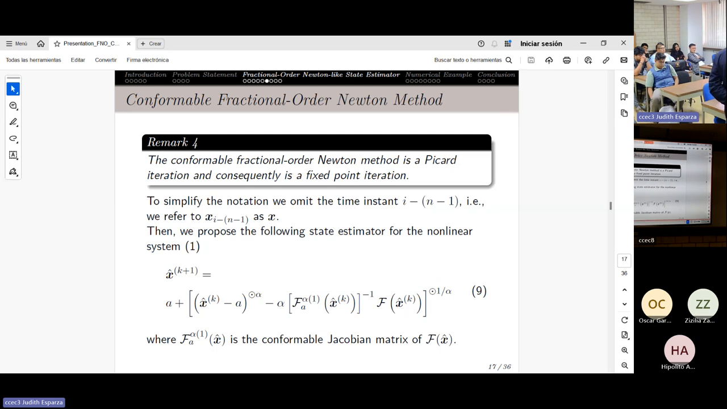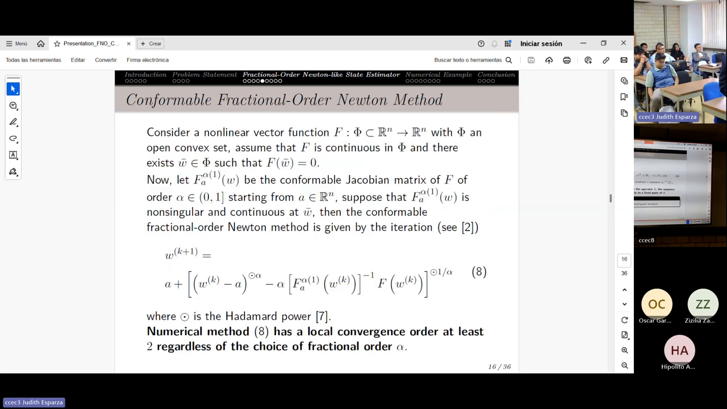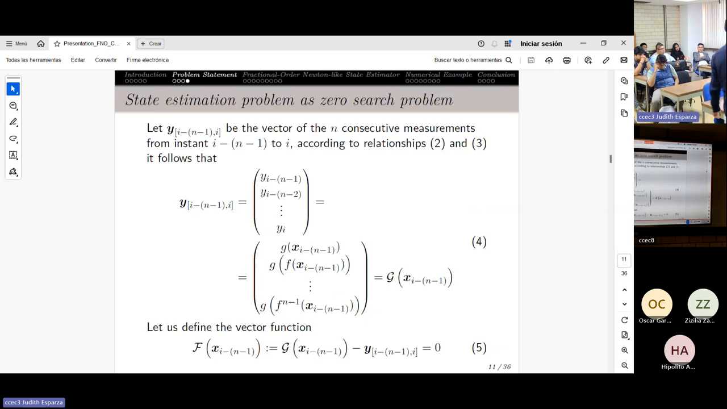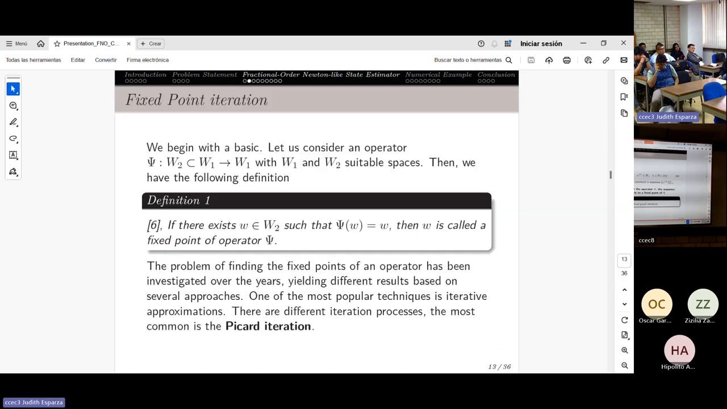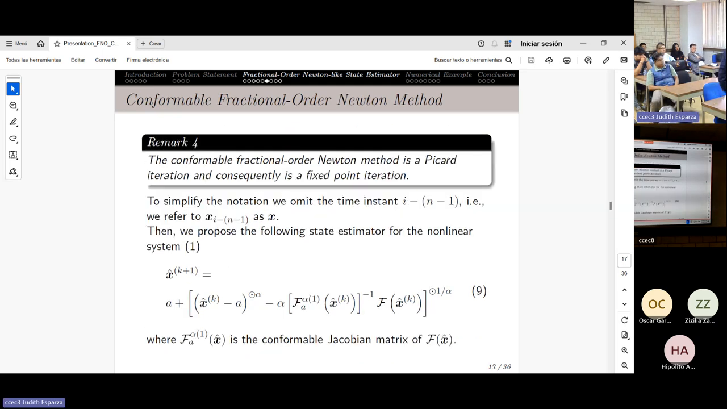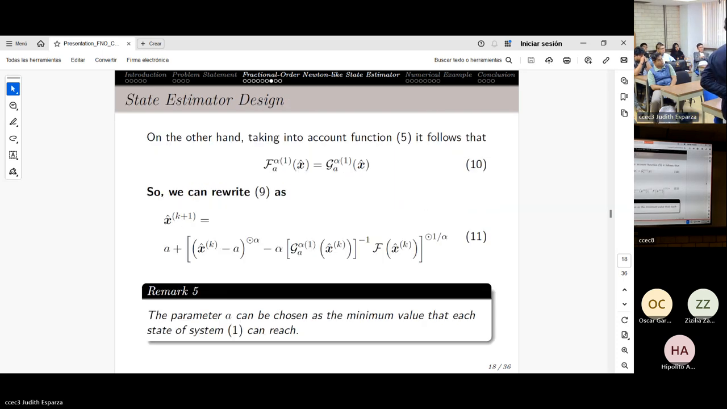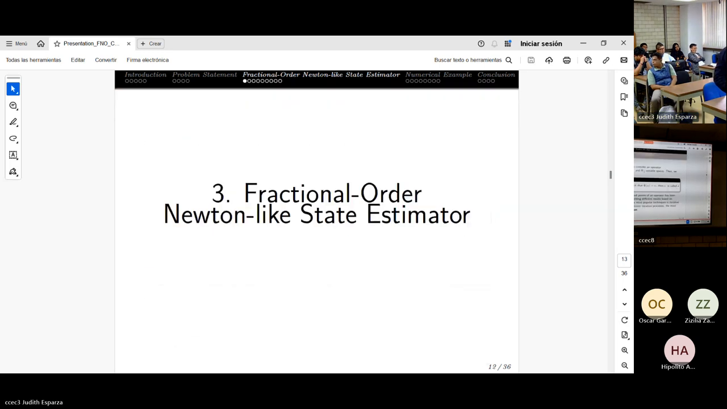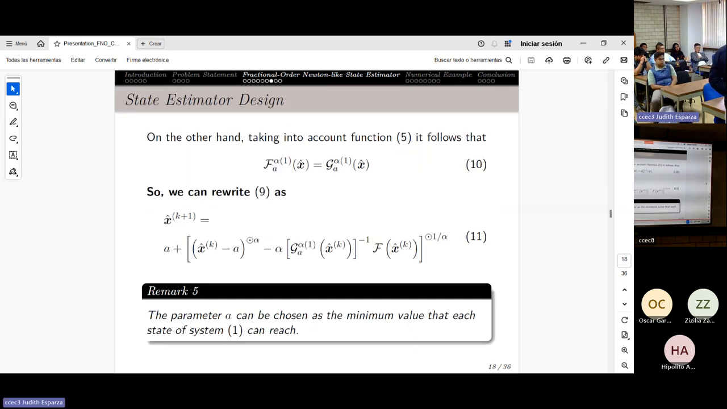So we propose the following state estimator for nonlinear systems. We take this function and put it in this simple method. Okay, and we obtain this estimator, in equation 9, where F is the conformable Jacobian matrix of F. This is an extension of the Jacobian matrix, no problem. With the function phi, in this case, this Jacobian matrix is equal to the following matrix. So we can rewrite equation 9 as equation 11.